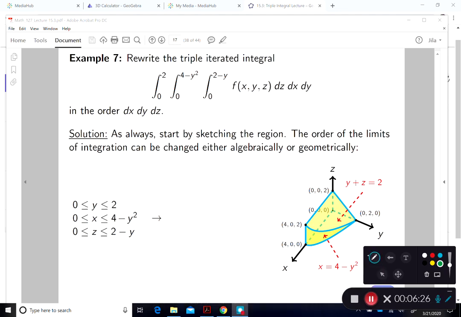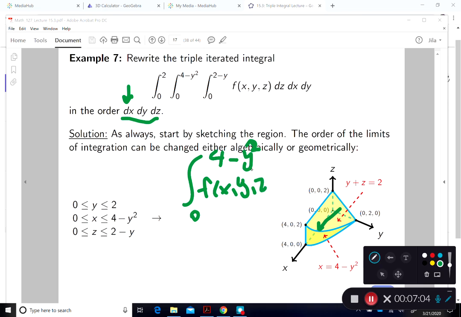So setting up the integral in this order, meaning the most inner is in the x direction, I look at this and it goes from here to here, meaning that the most inner is going to be from 0 to that piece of the cylinder, which is x equal to 4 minus y squared. And then that would be f of x, y, and z dx, the most inner. And then there would be two outer ones that I will need.